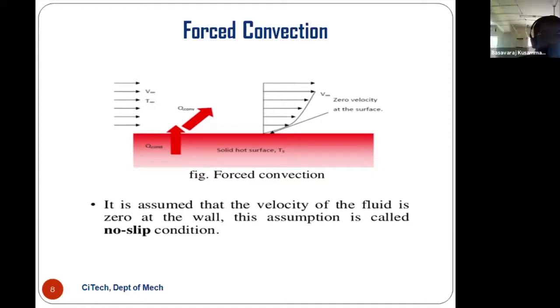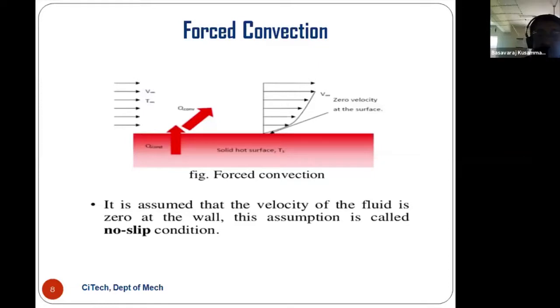So what we discussed, understand? Here the solid hot surface is at Ts, and T infinity is the fluid temperature. Then Q is equal to h into A into dT. So what is dT? dT is the temperature difference, Ts minus T infinity.